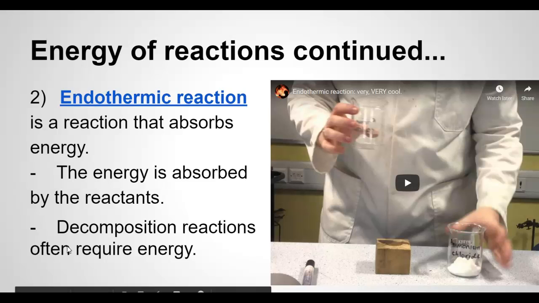The exact opposite of an exothermic reaction is an endothermic reaction. So endo means inside or to absorb. So that energy is going into our reactants and actually going to give you products that have more energy in them. This is a real good example of a lot of decomposition reactions are going to absorb energy, and photosynthesis absorbs energy.